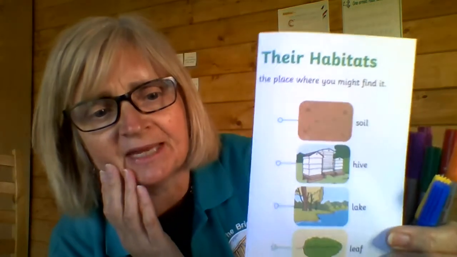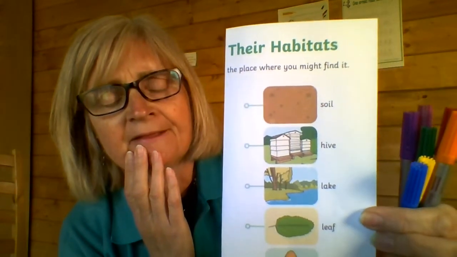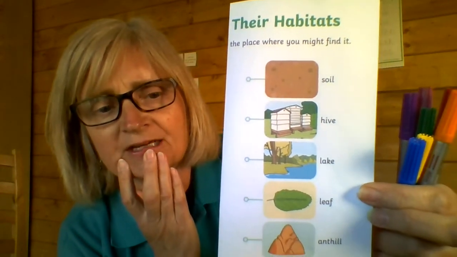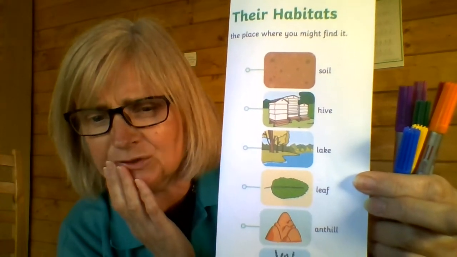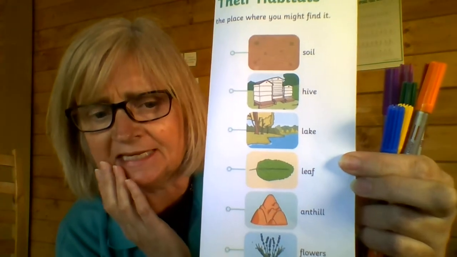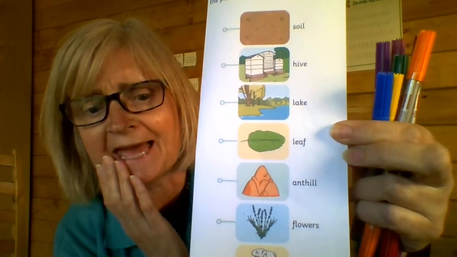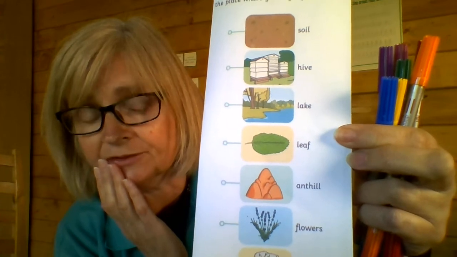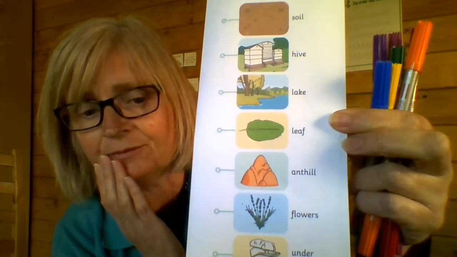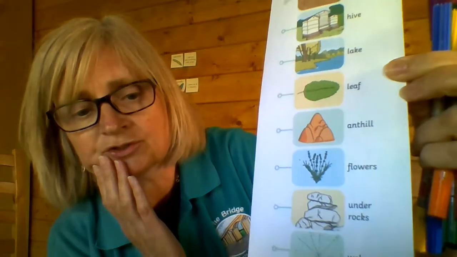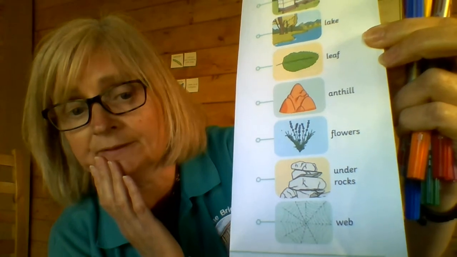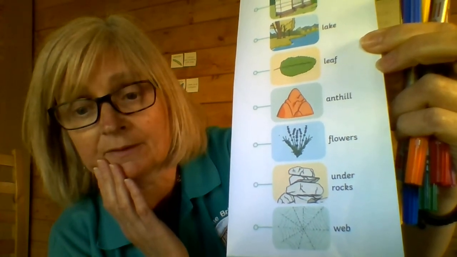And I've got a list of places. Can you see this list of places? There's pictures of these different places. The top one's a soil, the second one's a hive, the next one's a lake. I wonder who lives in a lake. Next one's a leaf. The next one's an anthill. Well, that gives us a clue, doesn't it? The next one's flowers. The next one's under rocks. And the next one's a web. Can you think of who lives in a web?